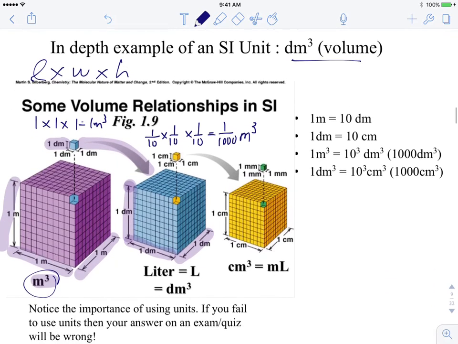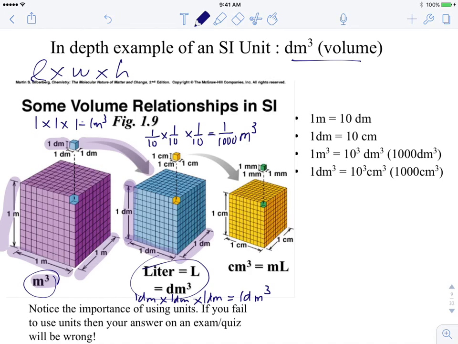Now, it's also 1 decimeter. So this is 1 decimeter times 1 decimeter times 1 decimeter. And so this is also 1 decimeter cubed, which we call a liter. Please memorize that conversion. 1 decimeter cubed is 1 liter.